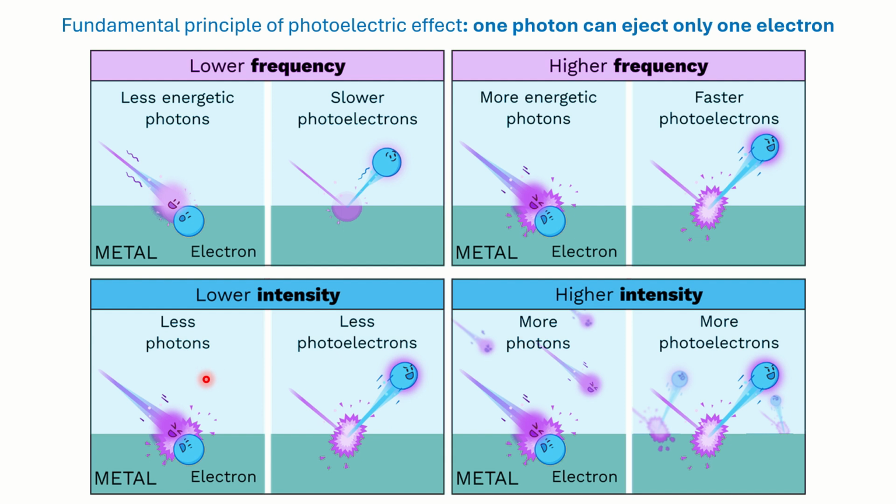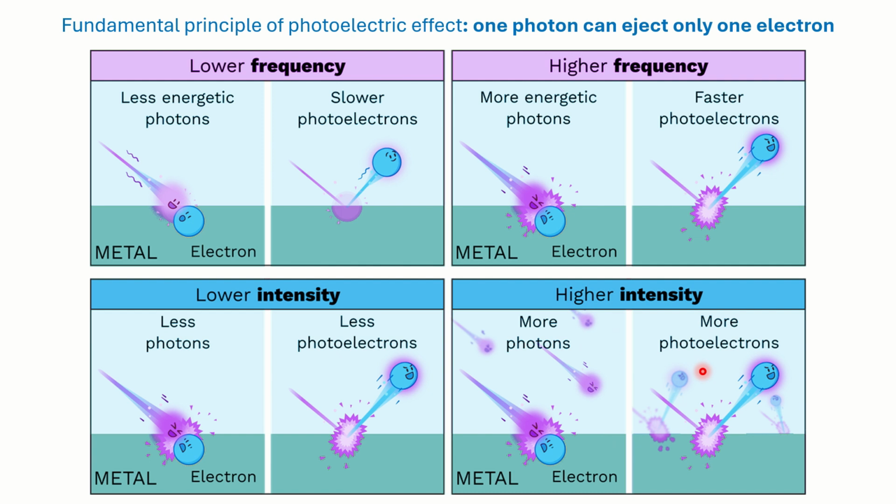Let's assume 10 is the intensity here, meaning 10 photons are falling here. It means only 10 electrons can be ejected from the metal surface. Now let's increase the intensity. Say 100 photons are shining on the surface, then 100 electrons come out of the surface. So the more the intensity, that is the more photons, the more photoelectrons.